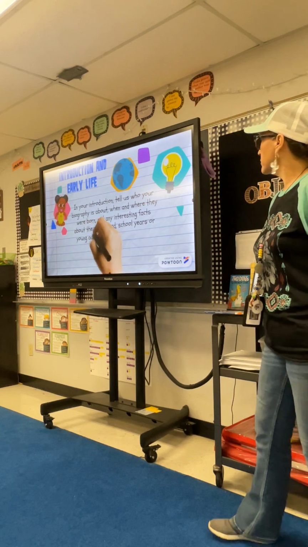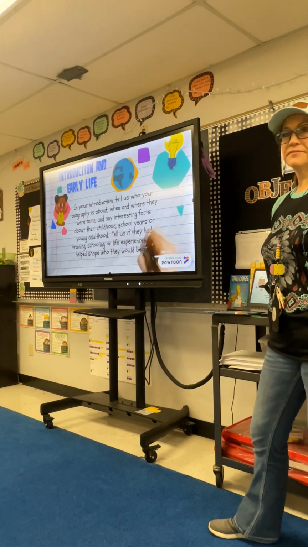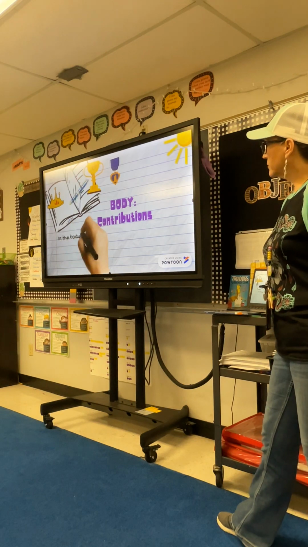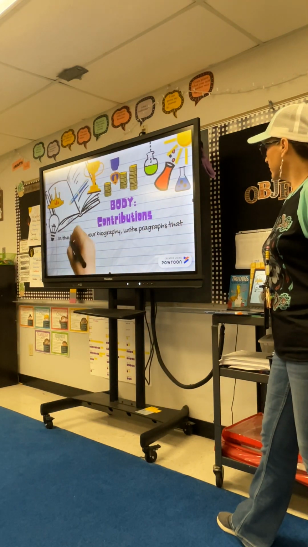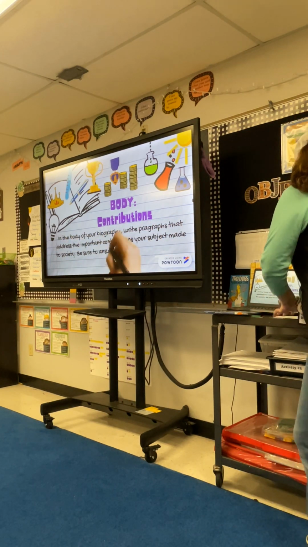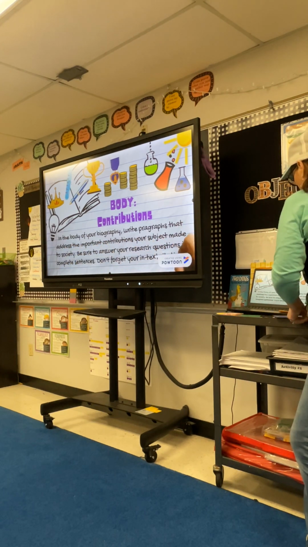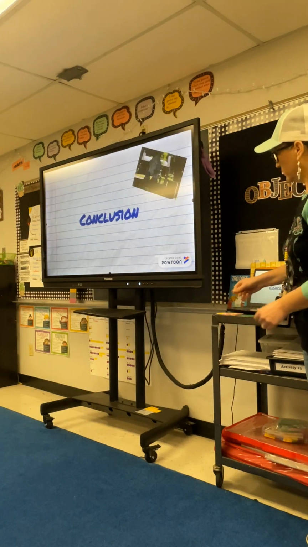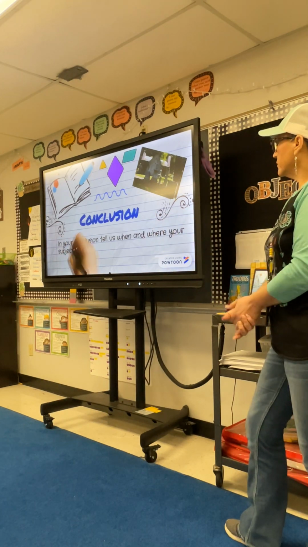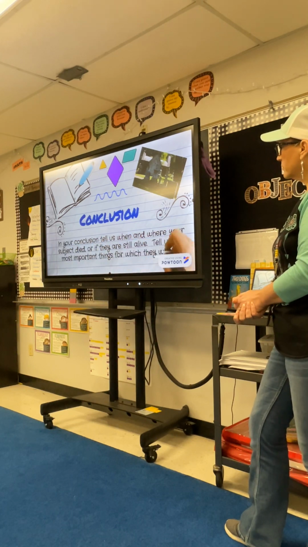Tell us if they had any training, schooling, or life experiences that helped shape who they would become in later life. In the body of your biography, or the main part, write paragraphs that address the important contributions your subject made to society. Be sure to answer your research questions in complete sentences. Don't forget your in-text citation. In your conclusion, tell us when and where the subject died, or if they are still alive. Tell us the most important things for which they will be remembered.